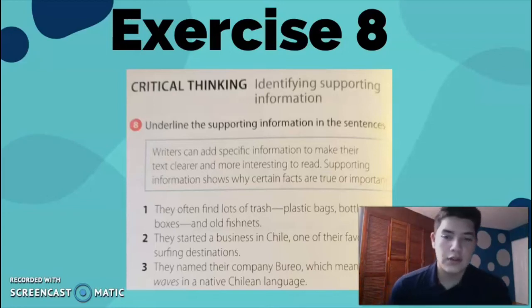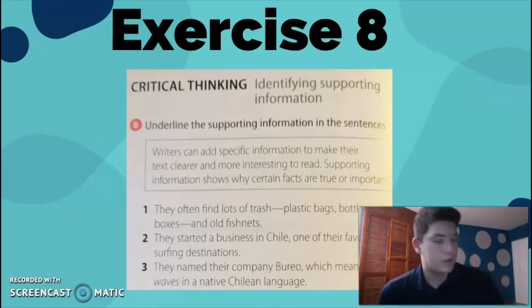So sentence number 2. Well, they started a business in Chile. Now you know that they started a business in Chile. Why? Because it is one of their favorite surfing destinations. So now you know more information, you can say the background, of why they started the business in Chile. Okay, so that makes it clear why in Chile and not why in Hawaii or anywhere else.